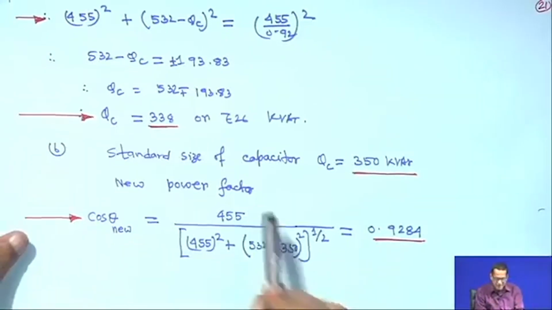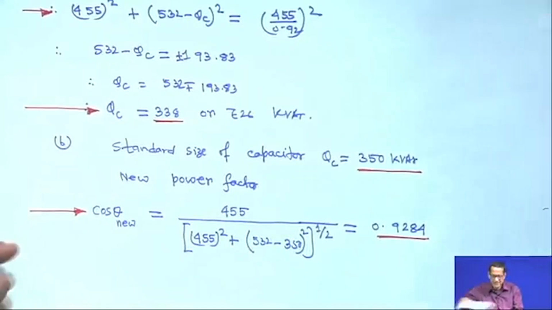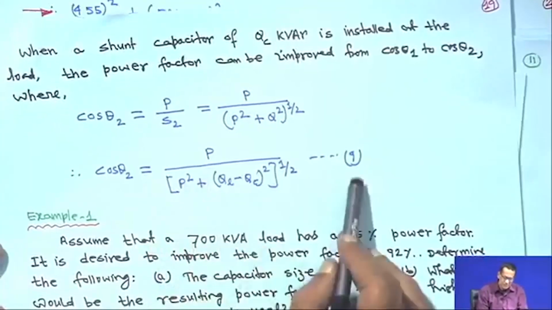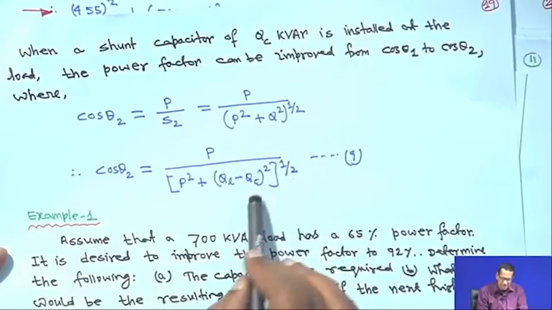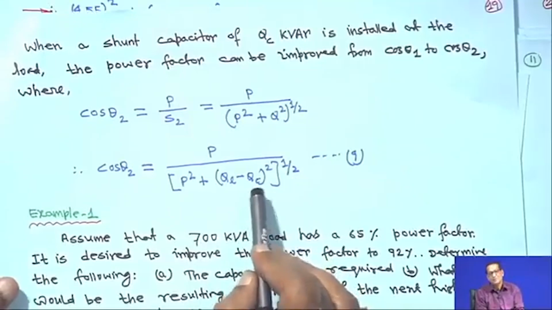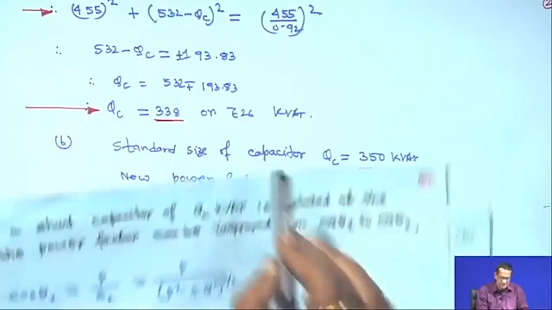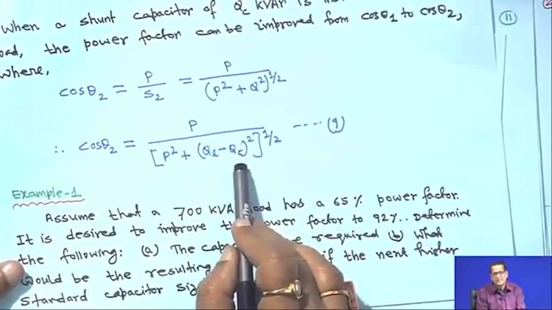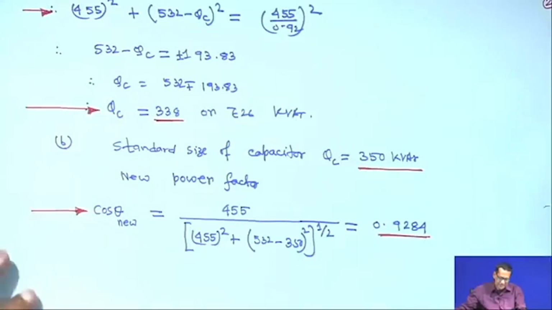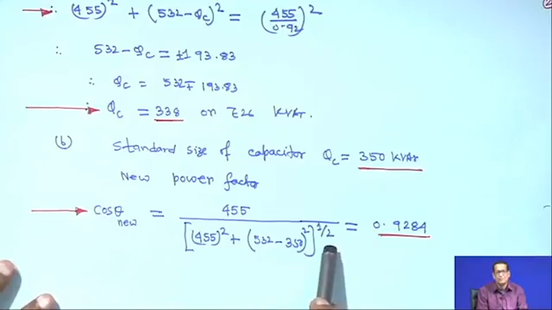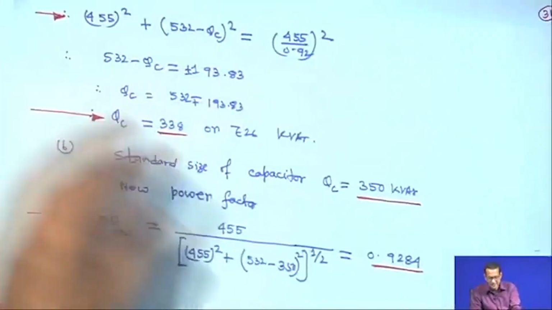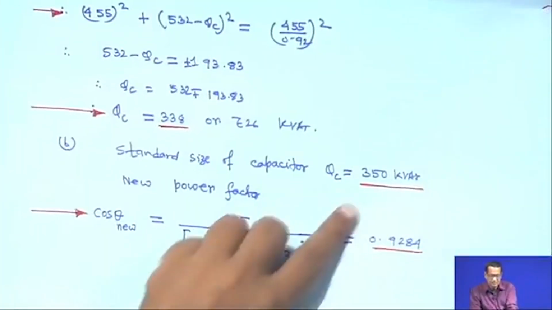In that case, the new power factor will use the same formula, cos theta 2, equation 9, P upon root over P square plus QL minus QC whole square, to the power half. But QC you should take as 350 instead of the 338 with which you got 0.92. So, cos theta new will be 450 upon 450 square plus 532 minus 350 whole square, to the power half. So, it is 0.9284. There is a slight improvement of the power factor, right. So, this is your QC.